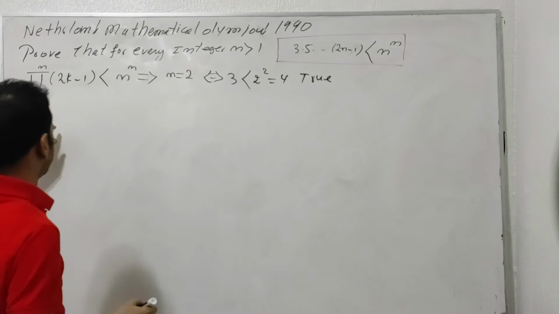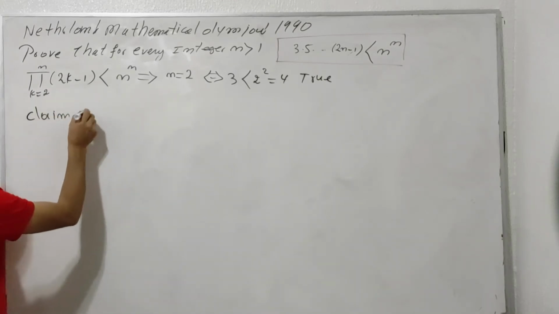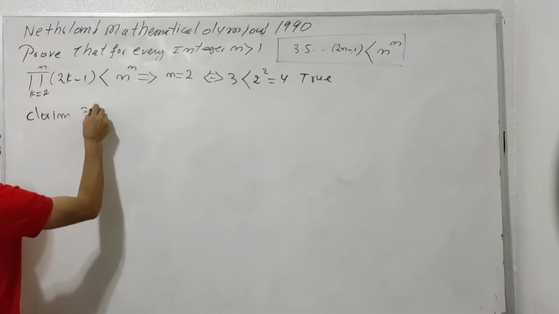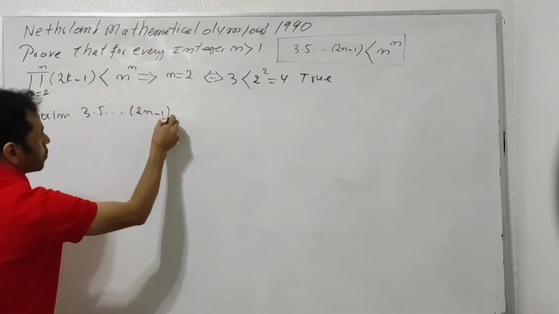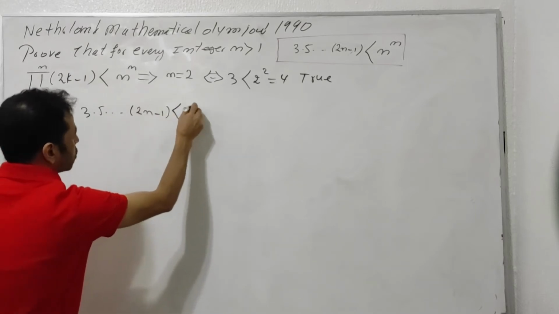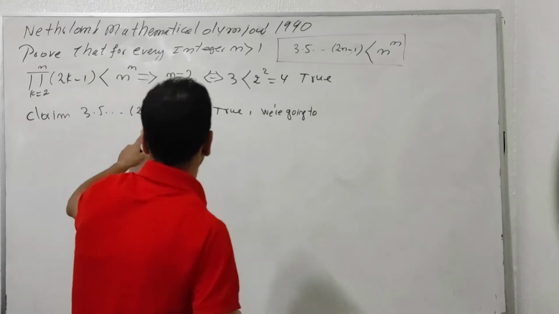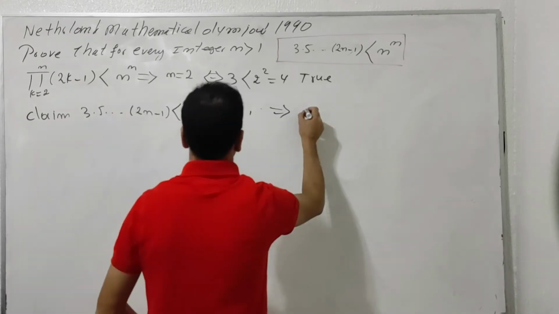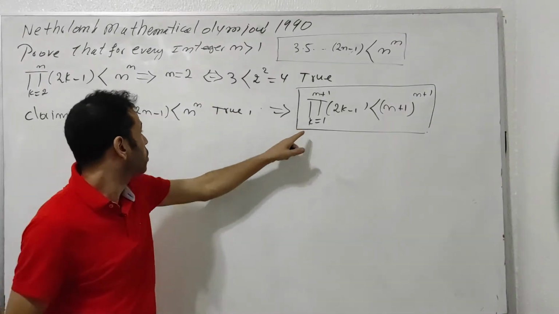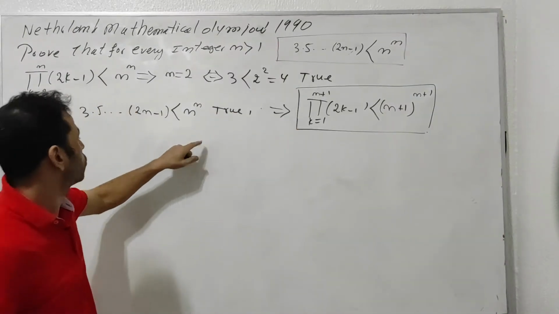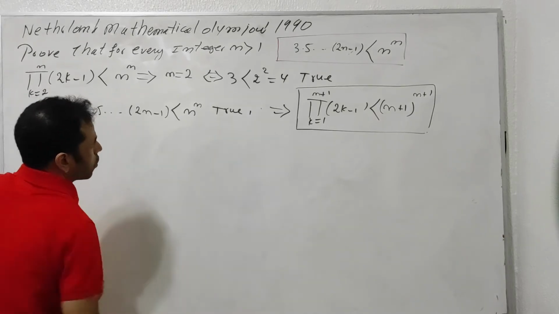We are going to assume, to claim, this product 3 times 5 and all the way down to 2n minus 1 is strictly less than n to the n is true. We are going to prove it for n plus 1. So this is our goal. If we prove this one, that means our assumption is true. So we claim this one is true, then we prove that one right here.